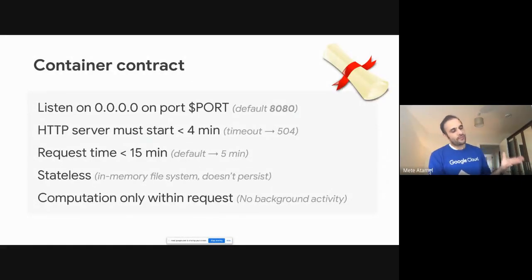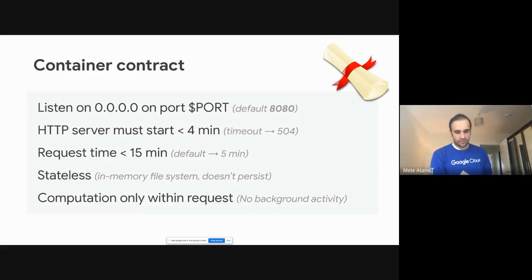Then there's request time. You handle requests in Cloud Run, and that request time has to be 15 minutes. I think we increased this recently to more than 15 minutes, but publicly as of today it is 15 minutes. So it's for mid-size request handling, and you can't do very long running requests as of today. By default, it's 5 minutes, but you can change it all the way up to 15 minutes.